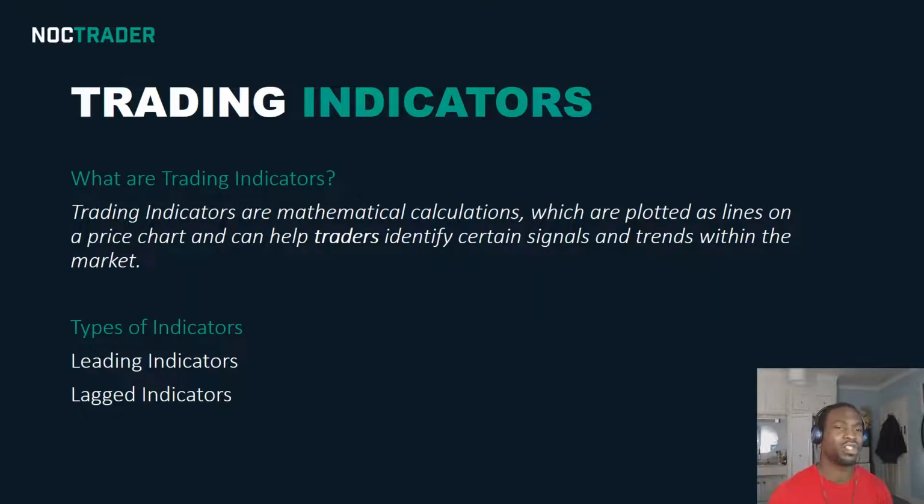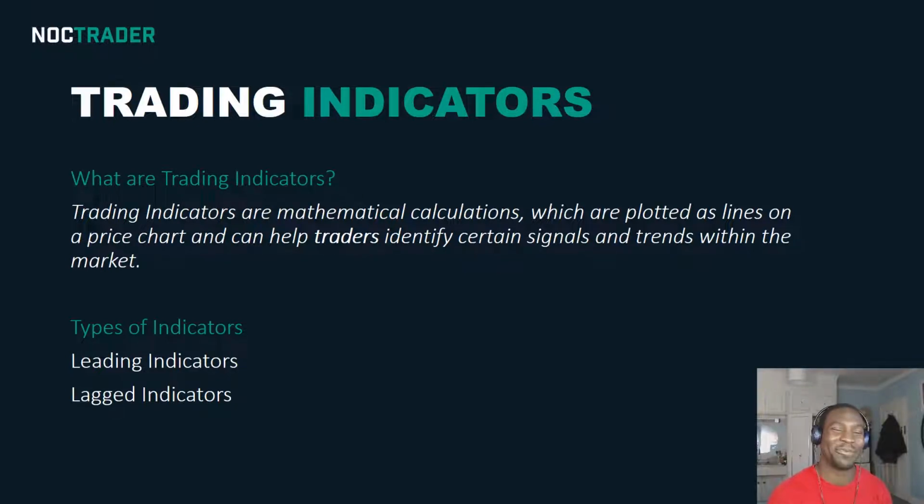A few moments later. So what are trading indicators? Well, trading indicators are mathematical calculations which are plotted as lines on a price chart and can help traders identify certain signals and trends within the market. And there's two main types of indicators. You've got your leading indicators and your lagged indicators.